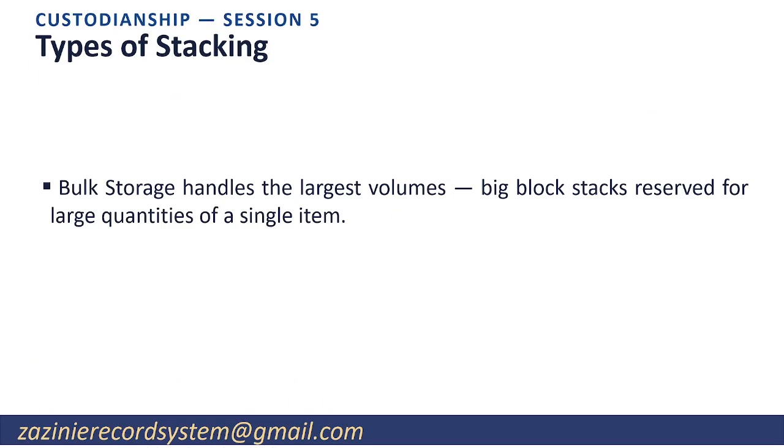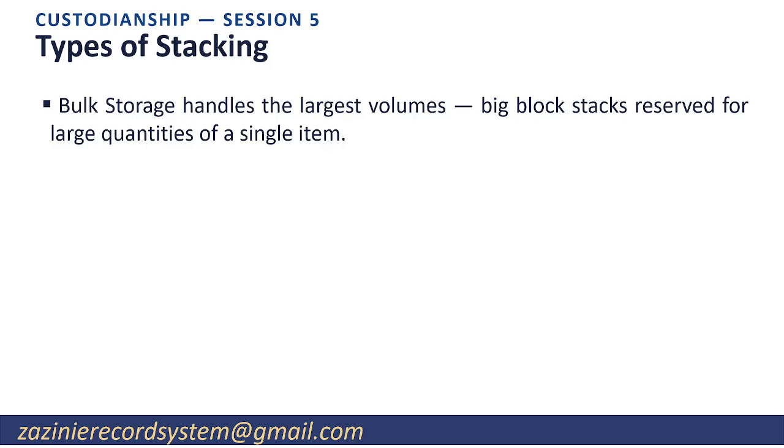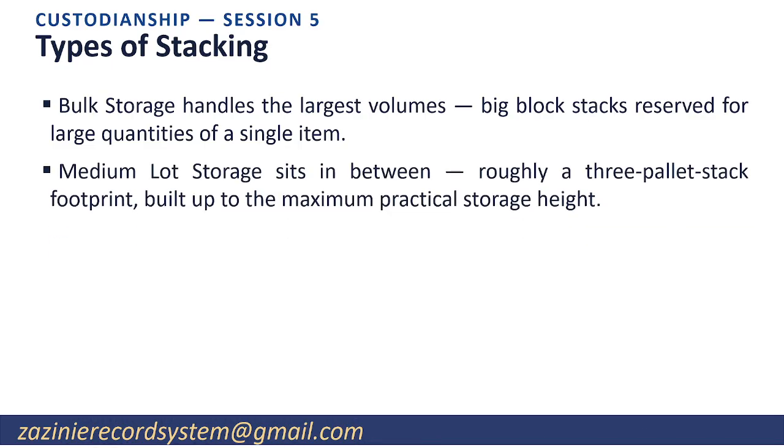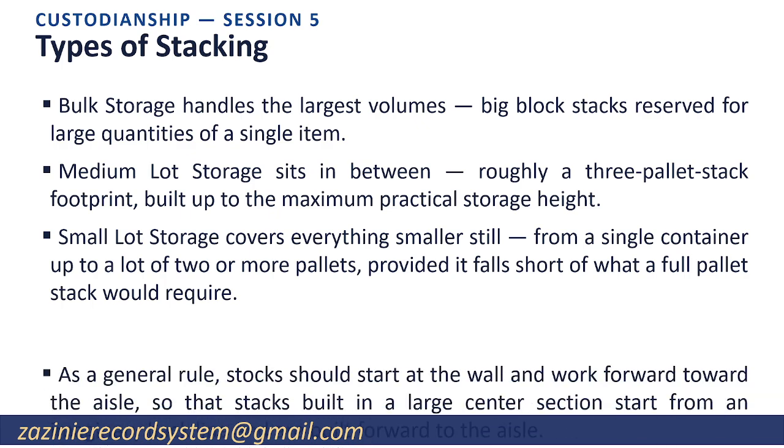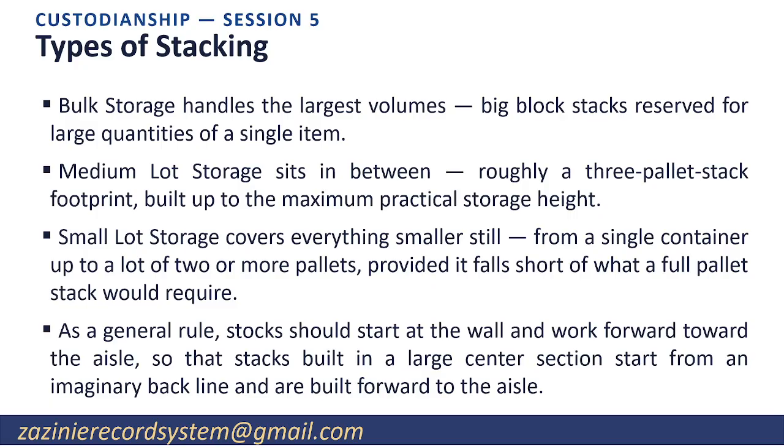Types of stacking. Bulk storage handles the largest volumes, big block stacks reserved for large quantities of a single item. Medium lot storage sits in between. Roughly a 3-pallet stack footprint, built up to the maximum practical storage height. Small lot storage covers everything smaller still, from a single container up to a lot of 2 or more pallets, provided it falls short of what a full pallet stack would require. As a general rule, stocks should start at the wall and work forward toward the aisle, so that stacks built in a large center section start from an imaginary back line and are built forward to the aisle.